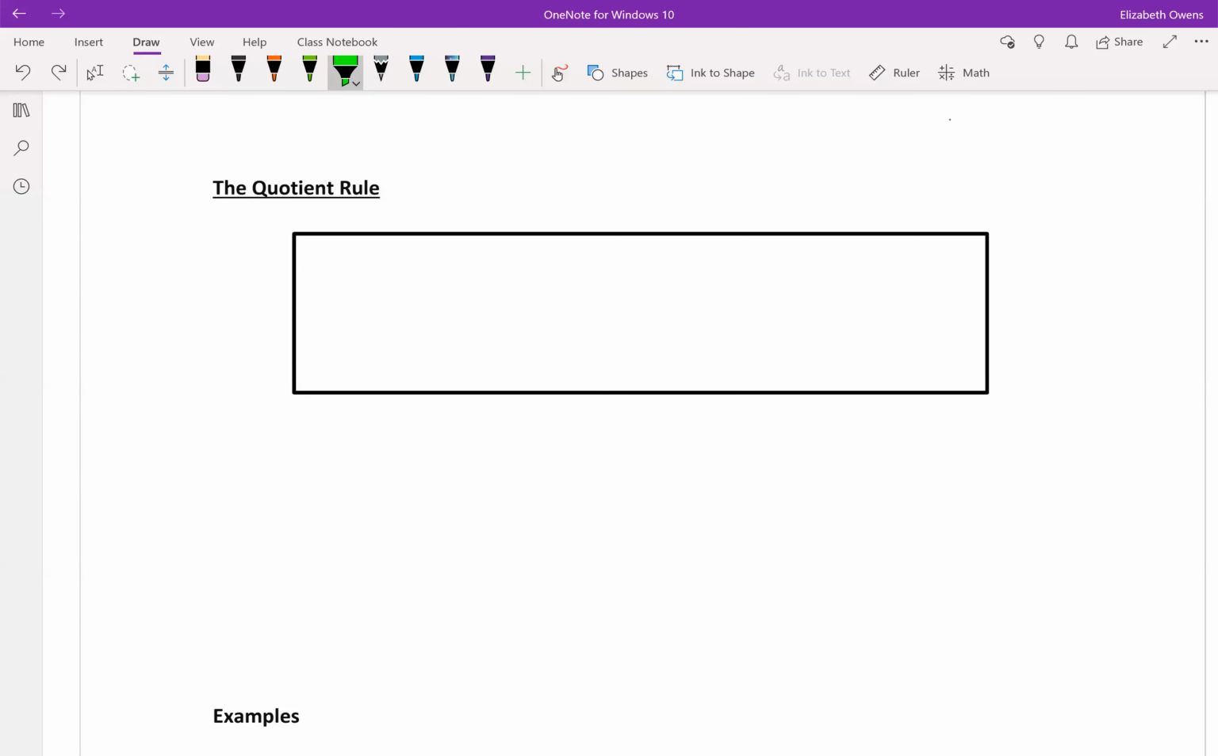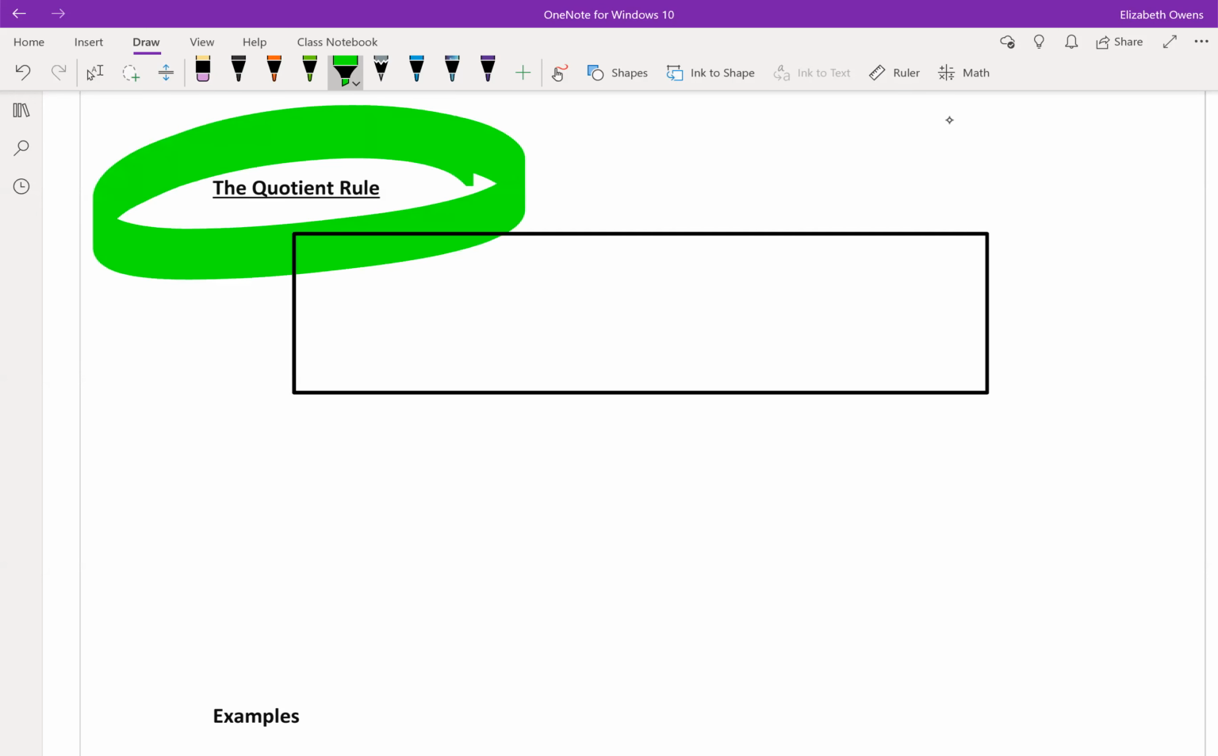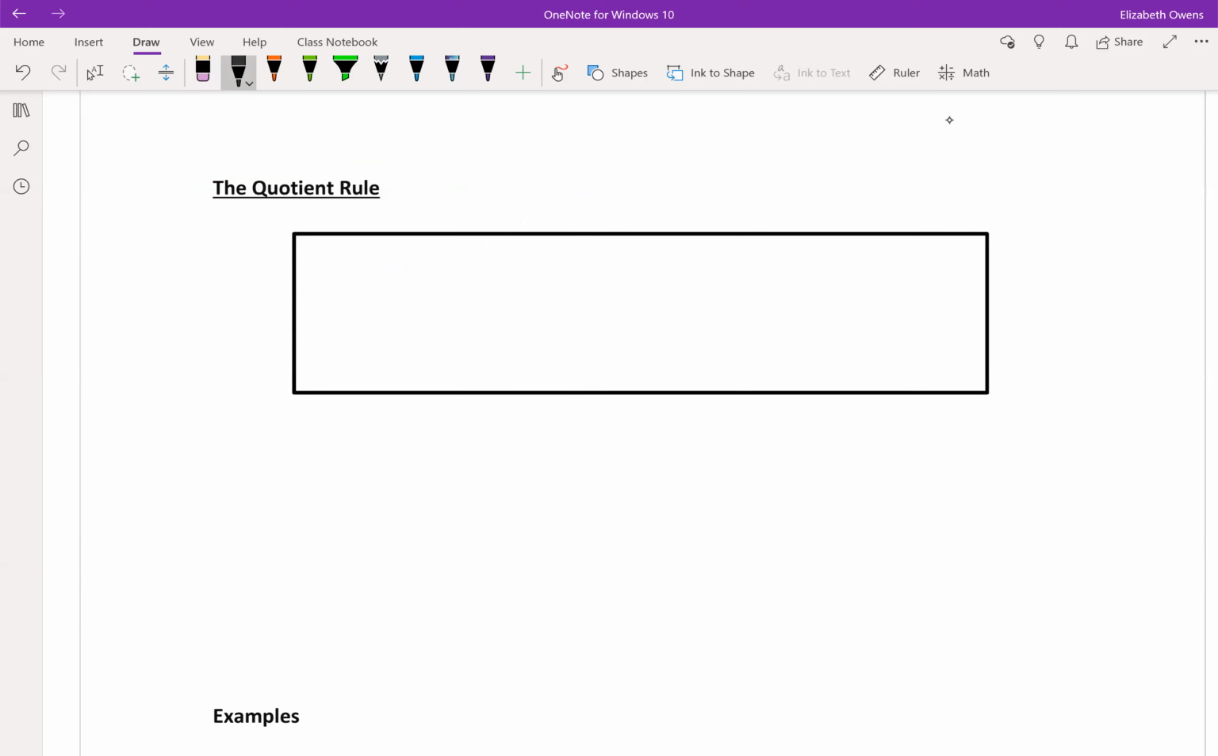This is our next differentiation rule in section 3.3. This one is called the quotient rule. And here is the statement for this rule. As you might suspect, we are going to be taking the derivative of a quotient, which is division of two functions. So we're taking the derivative with respect to x, d/dx, of f(x) over g(x). So that right there is our quotient.